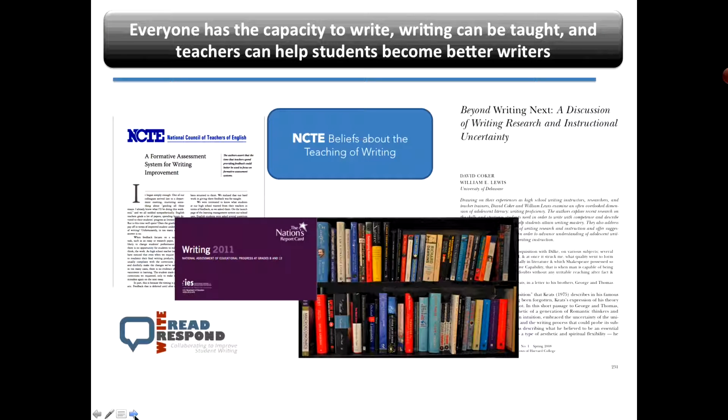And to get there, and this was articulated by NCTE, the National Council of Teachers of English, about their beliefs about the teaching of writing, and the way they phrase it, I think, kind of gets to the heart of it, which is that you have to believe that everyone has the capacity to write, that writing can be taught, and that teachers can help students become better writers.